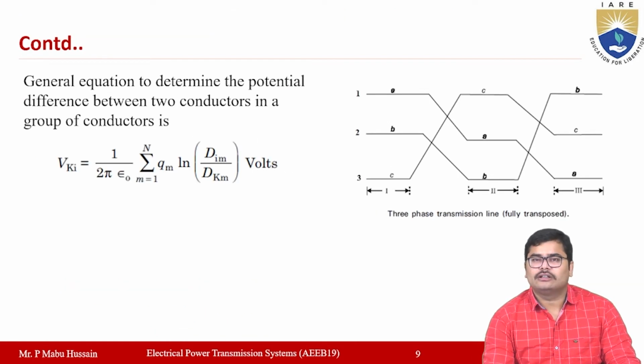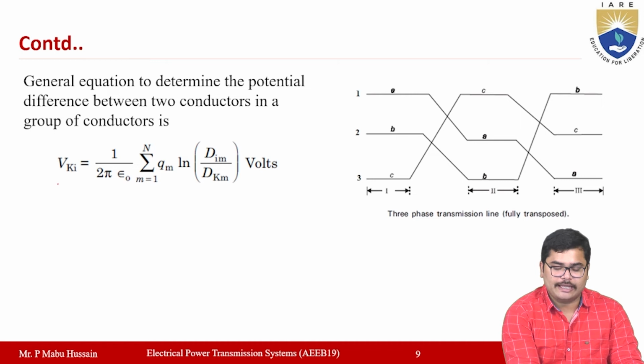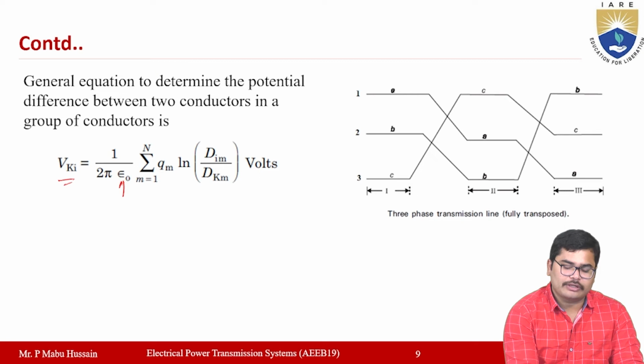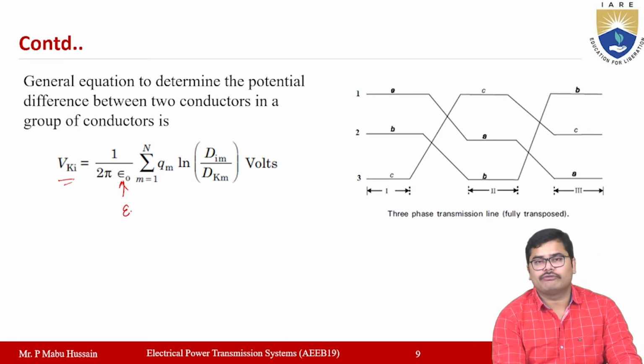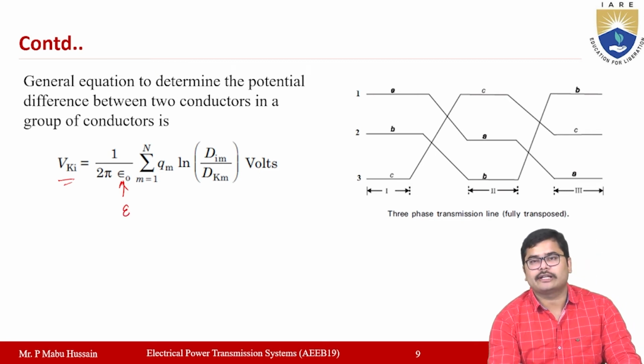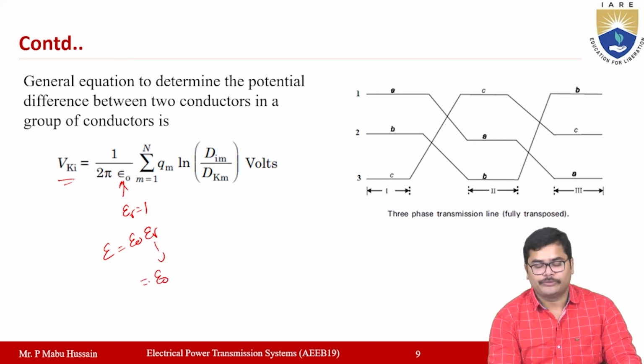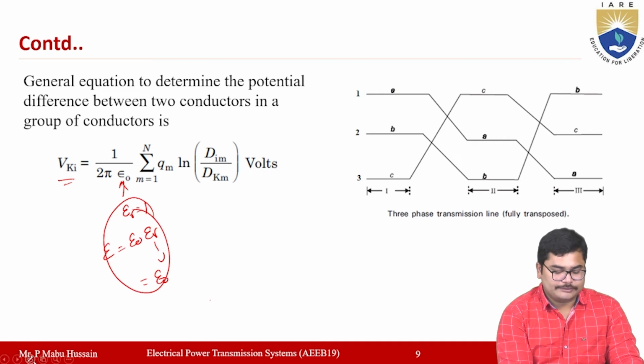Now, in a similar way, you have to recall the general equation to determine the potential difference between the two conductors in a group of conductors, which is Vk is equal to 1 by 2 pi epsilon naught. Right here, in place of epsilon naught, you can even write epsilon. So if the medium is not known, as the overhead transmission line medium is air, we are considering mu value will be equal to 1, so this value is 1. So in place of that, you can write epsilon naught. Okay, so this is epsilon, right?